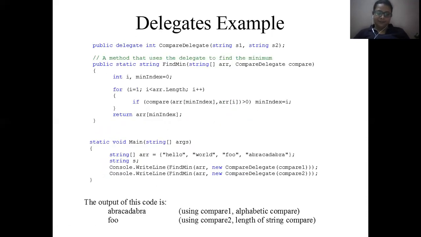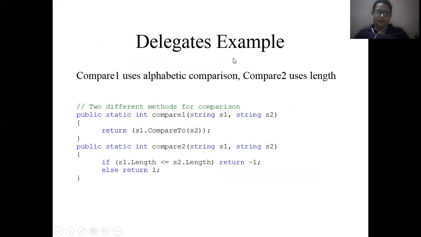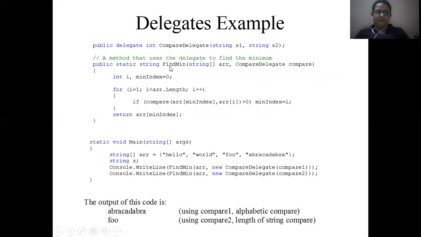See the full example of comparison. Public delegate int CompareDelegate with string s1 and string s2. Here we just add two delegates of comparison. Public static string FindMin with string array arr and CompareDelegate compare. Int minIndex is equal to 0; for i is equal to 1, i less than array.Length, i plus plus: if compare of arr[minIndex], arr[i] is greater than 0, then minIndex is i; return array[minIndex].